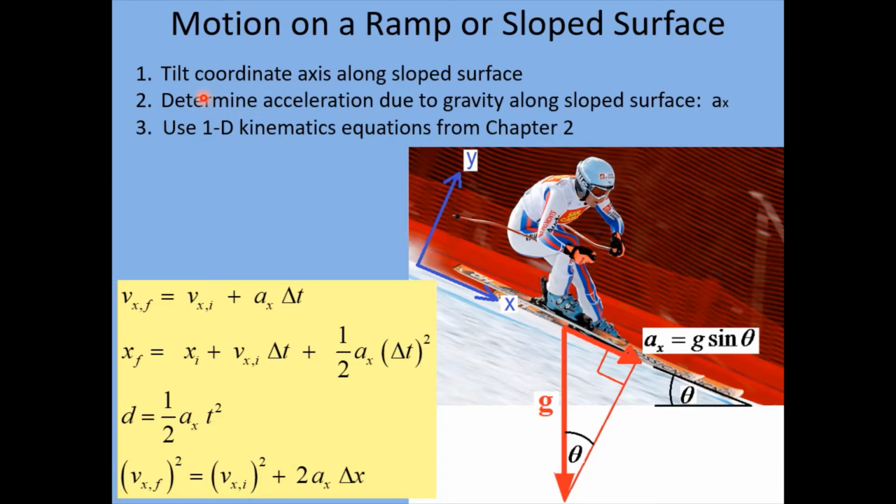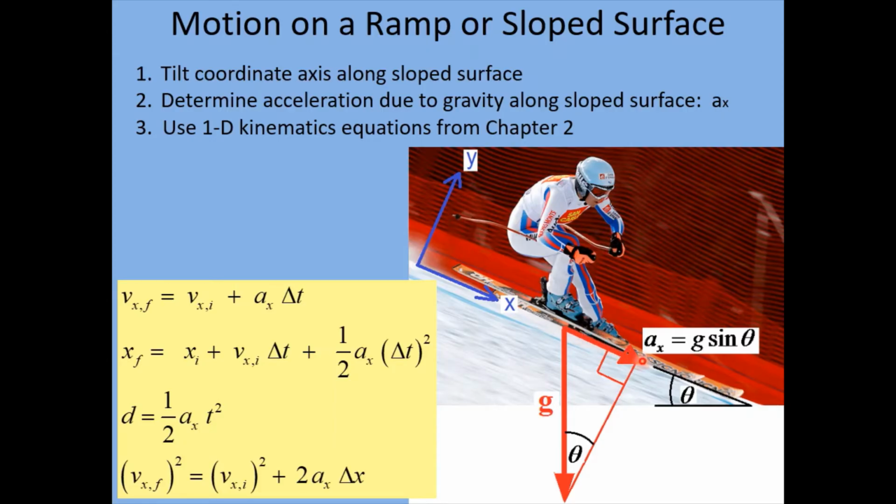The next thing we're going to do here is really the key thing: we're going to determine the acceleration due to gravity along the sloped surface. So if we consider our skier skiing down the slope, gravity always points directly straight down. So our gravity acceleration vector, which is 9.8 meters per second squared, is pointing straight down towards the center of the Earth. But the skier, of course, is not moving straight down. The skier is moving along the slope. So the trick here is to decompose this acceleration due to gravity vector into its components.